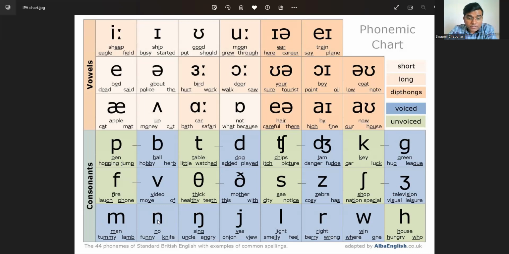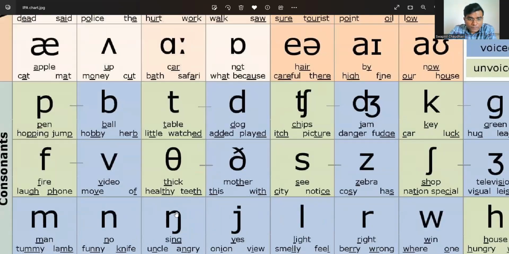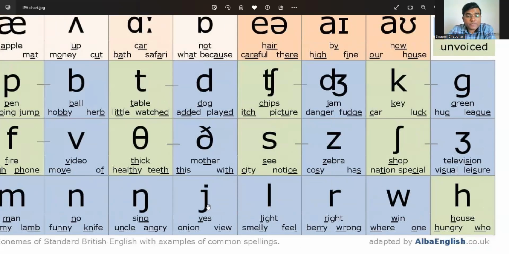Then we have the N sound, represented by the N letter. Then we have the ng sound, represented by this letter. You can see this looks like kind of an elephant's head. That ng sound, a kind of nasal sound, is shown by this symbol. And then we have the j letter. It represents the y sound, like in yes, onion, view, represented by this symbol, the lower j.